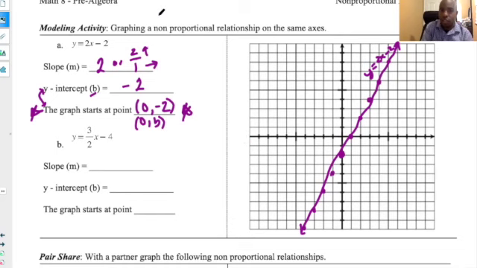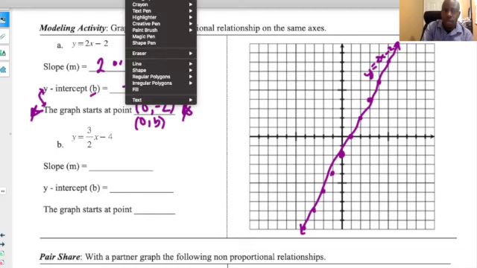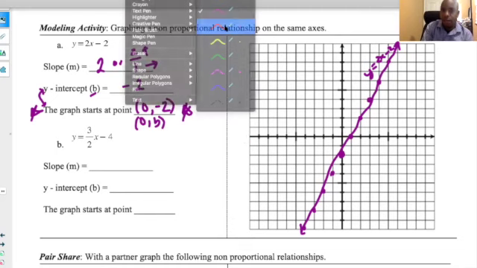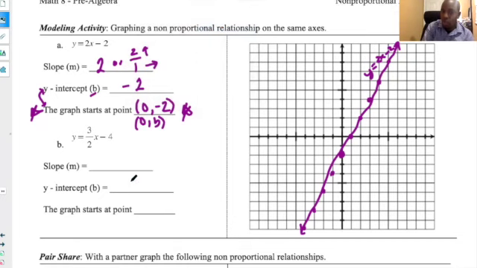Take a second if you need to, pause the video, right? Rewind it if you need to see what I did, but take a second to try to do it. I'm going to do one more with you right now. So if you want to just keep watching and say, okay, maybe I'll get what I missed right here, that's perfectly fine.